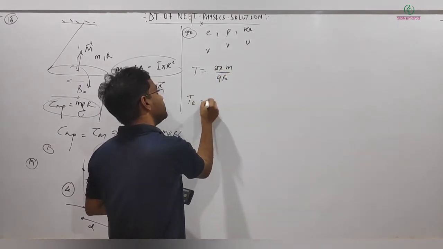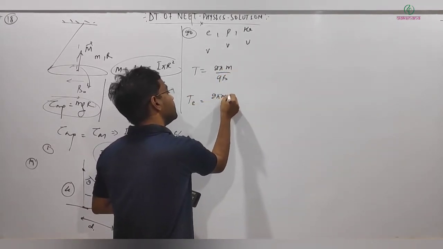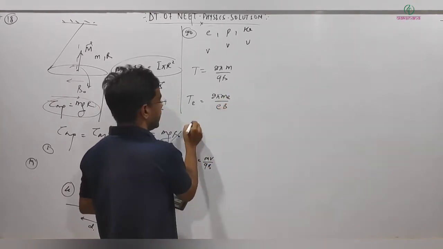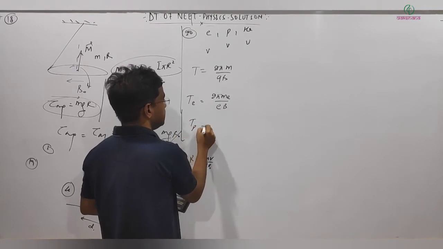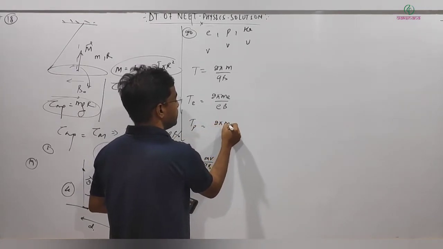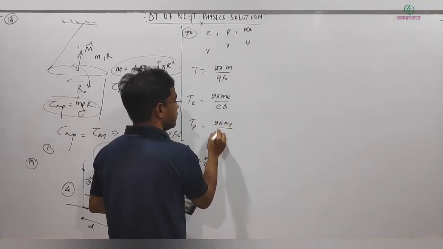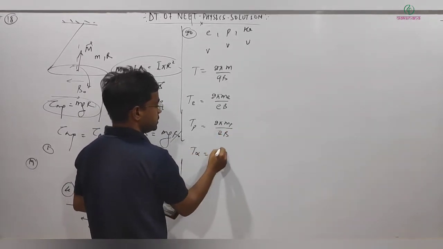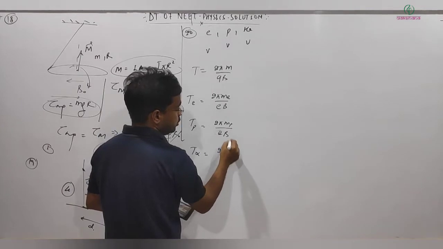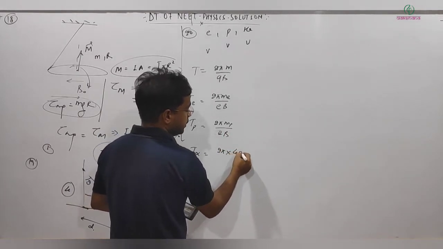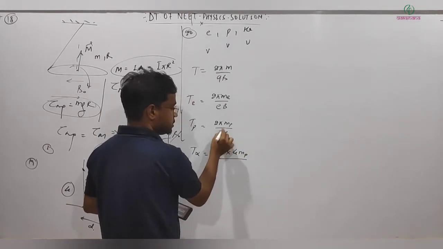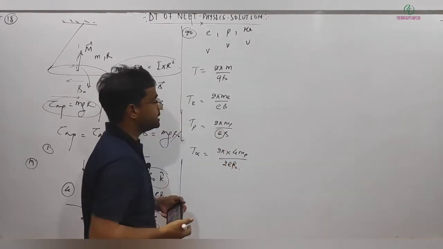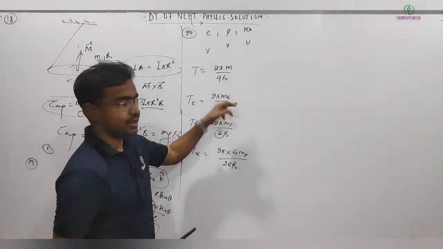So T electron will be equal to 2 pi m electron divided by q charge into B, and the time period of proton will be equal to 2 pi m proton divided by eB, and the time period of alpha particle can be written as 2 pi into mass of alpha, which is 4 times the mass of proton, divided by charge 2e into B, and we can see it's directly proportional to mass.